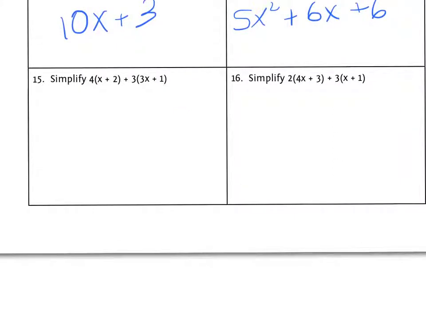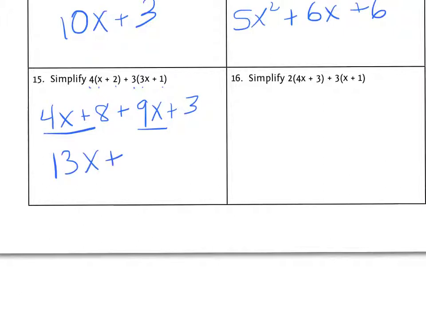Last two problems. We're going to have to do the distributive property twice. 4 times x is 4x, plus 4 times 2 is 8. Here we've got 3 times 3x. 3 times 3 gives us 9x, plus 3 times 1 is 3. We go ahead and combine the 4x and the 9x into 13x. We combine the plus 8 and the plus 3 into plus 11.